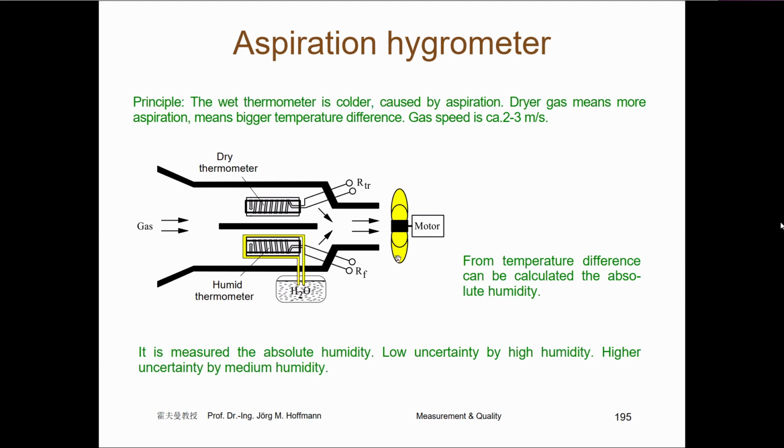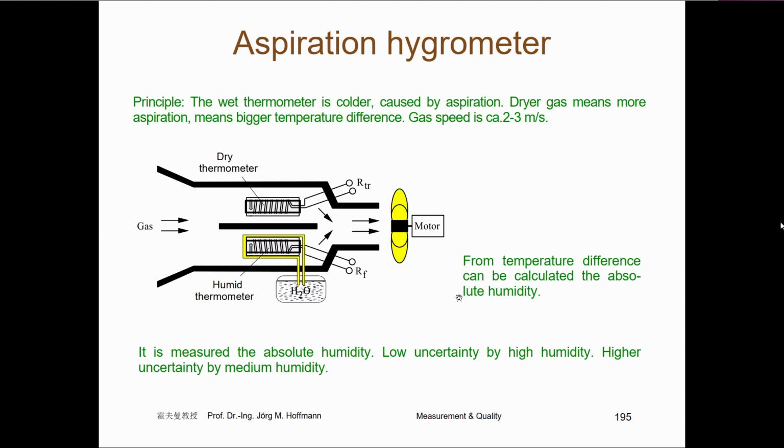Important is that the gas speed is high enough. That means around 2 to 3 meters per second. You suck it through at a high speed, so that you have only the cooling effect and not a saturation of the gas while it is going over the surface of the wet cloth. Therefore, you need a relatively high speed.